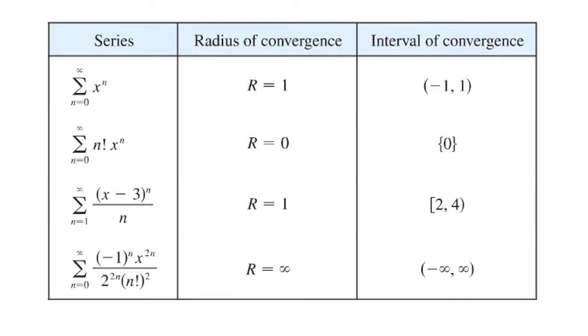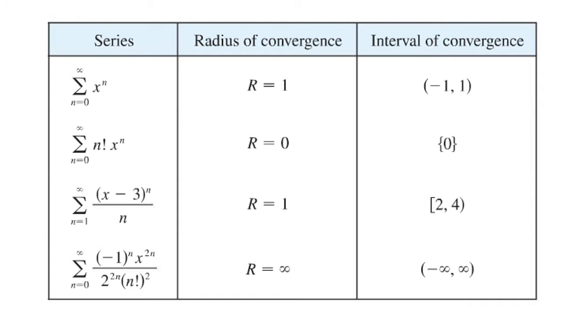So, a few examples, like for instance, x to the n, that would just be plugging in 0 and 1 and 2 and 3. You get 1 plus x plus x squared plus x cubed plus x to the fourth, and so on. That has a radius of convergence of 1, and so the interval goes from negative 1 to 1. Whereas the second one, the series n factorial times x to the n, has a radius of convergence of 0. It only converges at the 0 point, and so its interval is just the number itself.